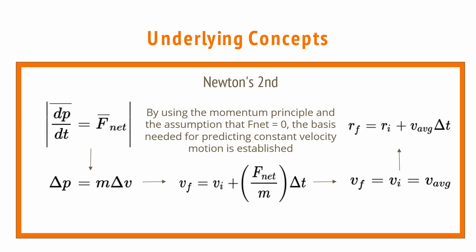So this whole term cancels out, and we find that VF equals VI, and when VF equals VI, it also equals V average. We can then use these velocity values and plug them into our position update formula in order to predict the motion.